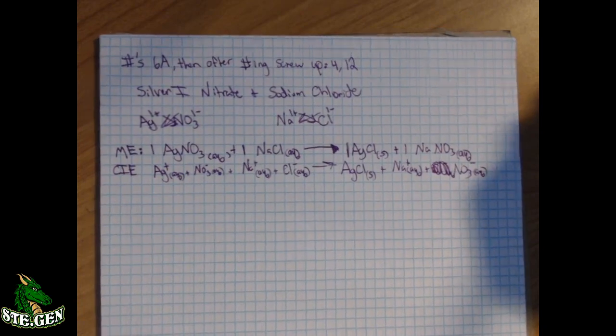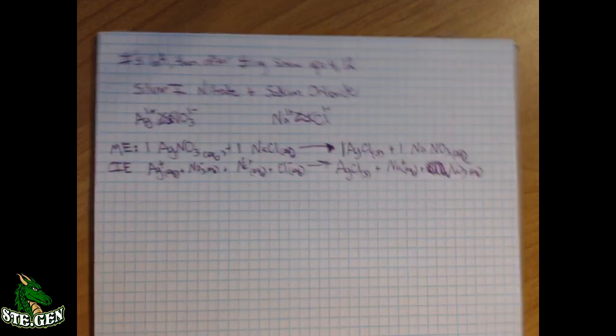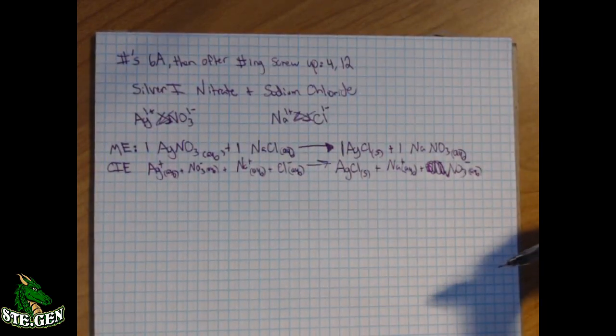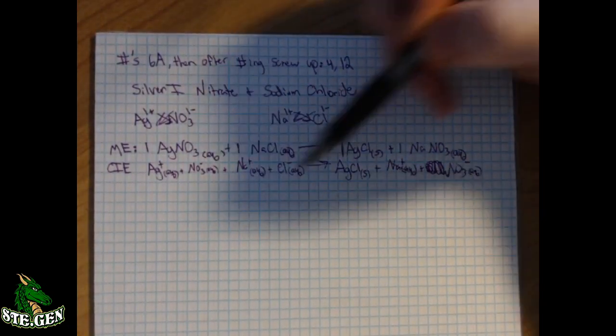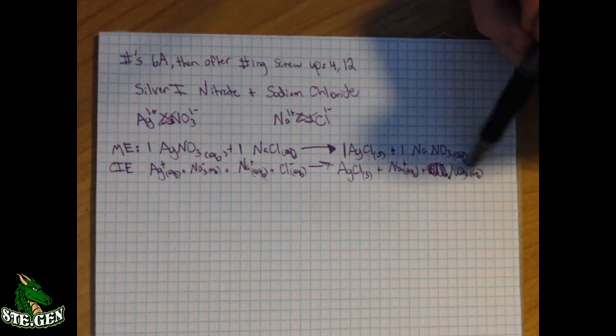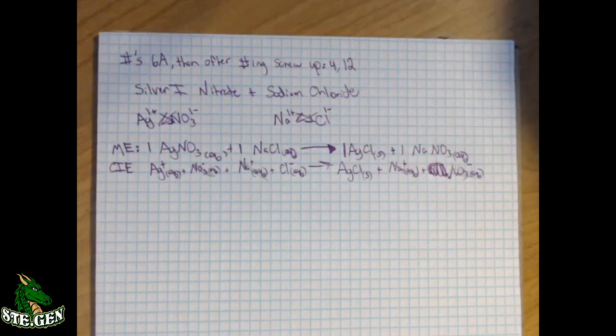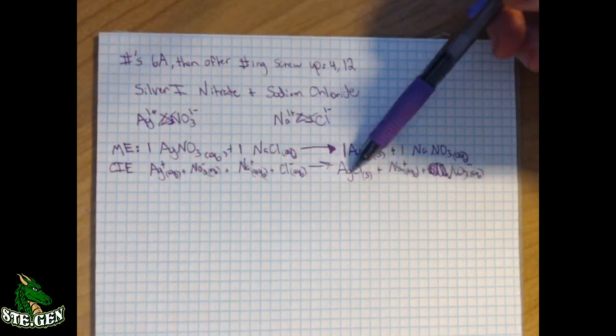Now if we look through and find all the pieces that are the same on both sides, I'm going to use a pencil to cross them out. We've got an Na+ (aq) and an Na+ (aq). We've got an NO3- (aq) and an NO3- (aq). The only thing that's left are these three pieces.